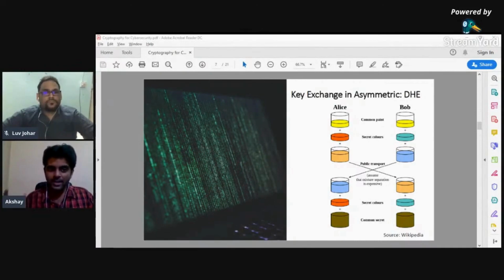And anybody who gets hold of the common secret color does not know the secret color of A and the secret color of B. So this is a key exchange in an asymmetric algorithm at a very basic level. We can discuss this in detail maybe a little later or in the next session, because I don't want people to start leaving this session in the very beginning if I start going into the depth of it.